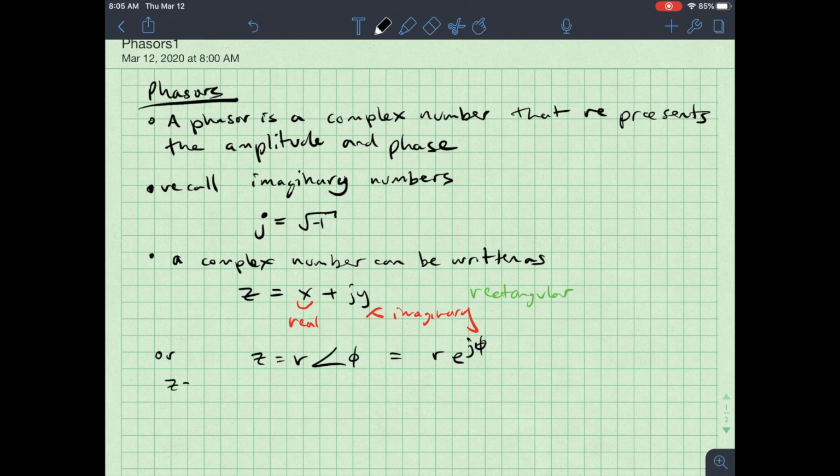To summarize this, I've got Z equals X plus JY, that's my rectangular form. It's also equal to r angle phi, which is the polar form, and I also have r e to the j phi, that's what I call exponential form. Now, how do I convert between these?